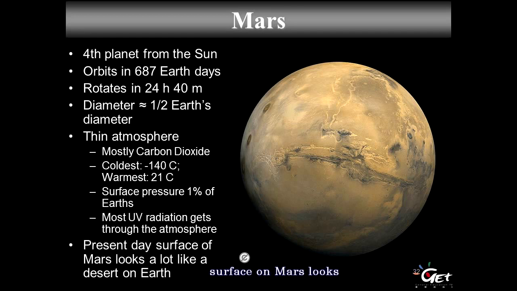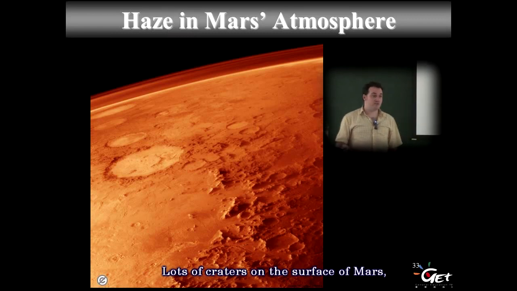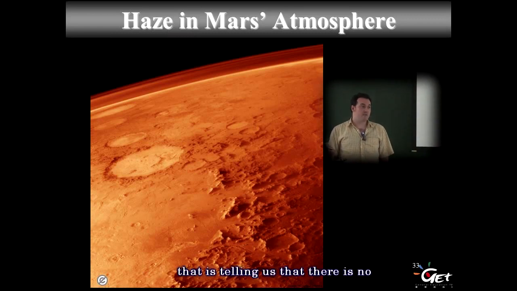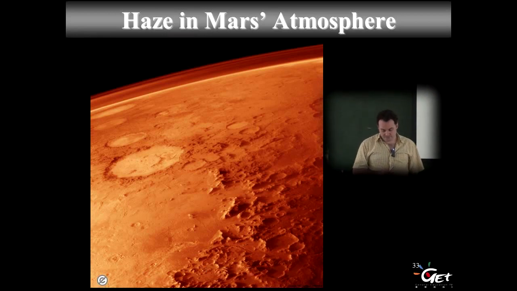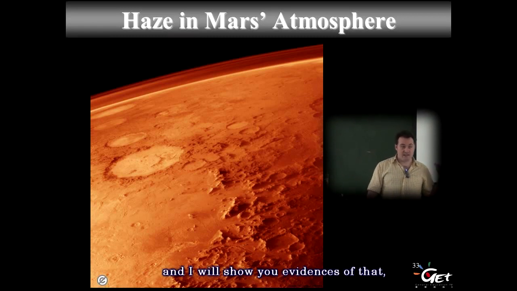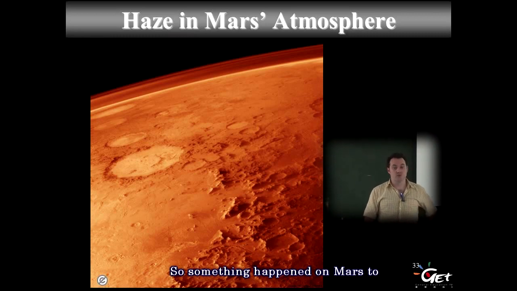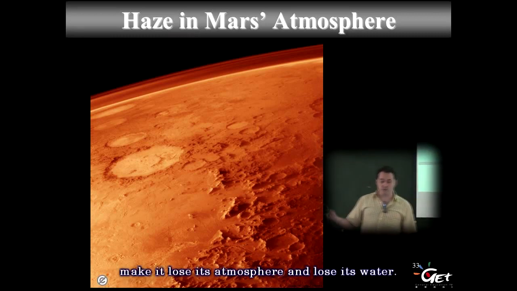And the present day surface of Mars looks more or less like a desert from Earth. So this is a picture of the surface of Mars, and you can see the thin atmosphere, this haze, which is corresponding to atmosphere on Mars. You can also see that there are craters, lots of craters. We come back on that. Lots of craters on the surface of Mars that are telling us that there is no recent geologic activity. So we think, and we'll show you evidences of that, that there was some water on the surface of Mars, so something happened for Mars to lose its atmosphere and lose its water.